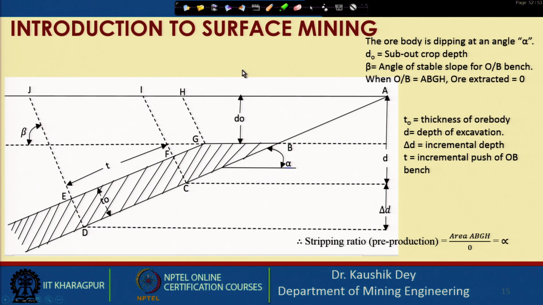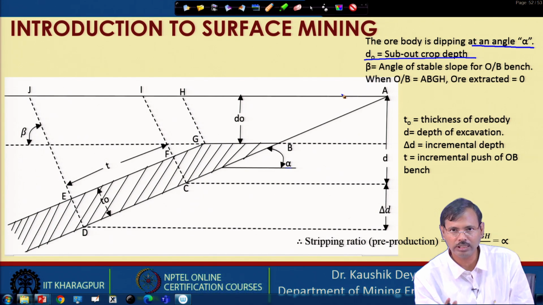Now, let us see it in a different way. Suppose our ore body is dipping at an angle alpha, and d0 is the sub-outcrop depth, meaning the ore body is not exposed to the surface. If the ore body is exposed to the surface, then it is called outcropped. If it is not exposed to the surface, it is called in situ. In that case, the depth up to which the overburden starts occurring is called the sub-outcrop depth.